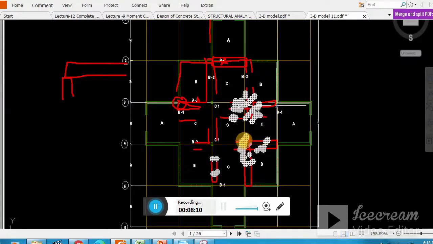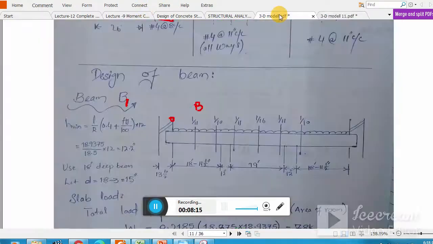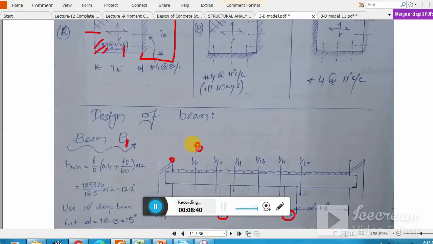Clear? So let me show you. Here we have, so you see, 18.93, then 19, then 18.93. The size of the column is assumed to be 12 inches or 1 foot, and remember the beam width is also assumed to be 12 inches. Okay, now the tricky part of this design of beam is the determination of your h minimum.